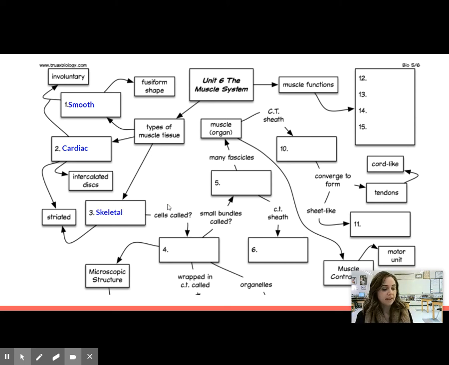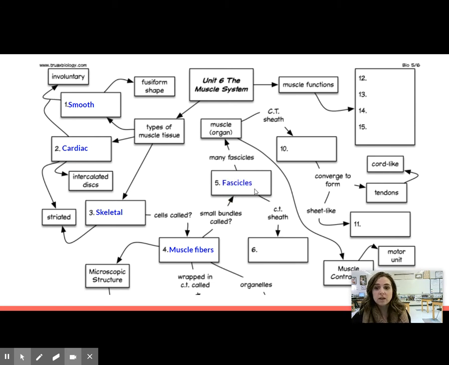All right, then we are going to keep following this path over here for skeletal muscle tissue. So the cells of this are not called muscle cells, but muscle fibers. Good. And when we bundle a group of our muscle fibers together, that is called a fascicle.